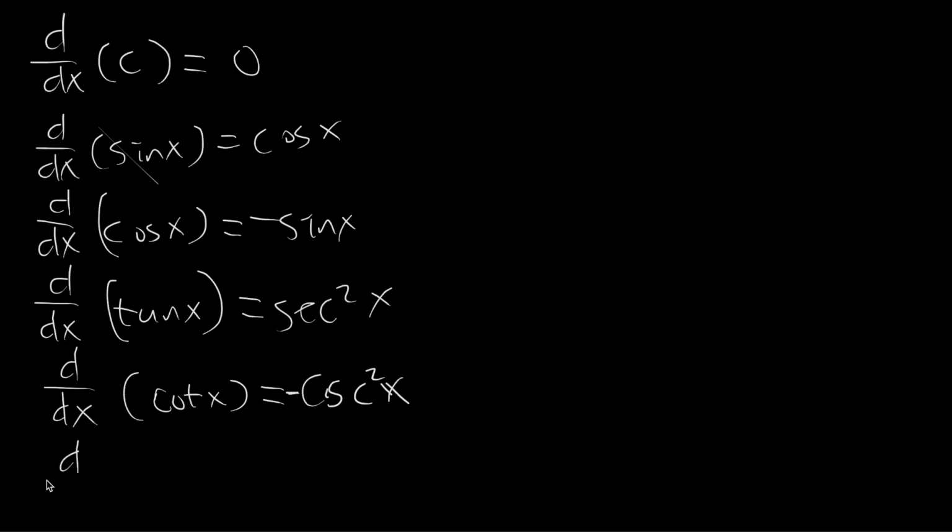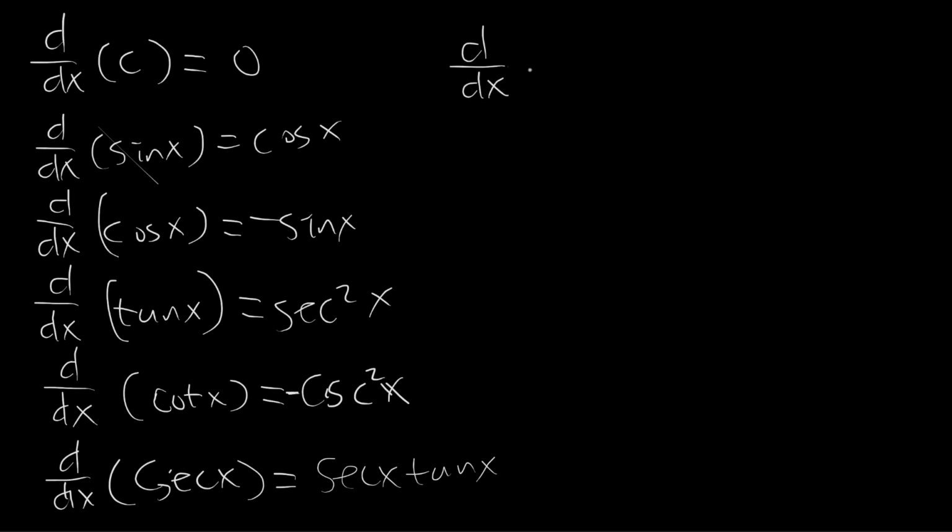The derivative of secant x is equal to secant x times tangent x. The derivative of cosecant x is equal to negative cosecant x times cotangent x.